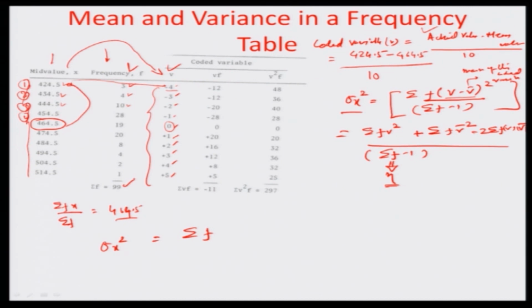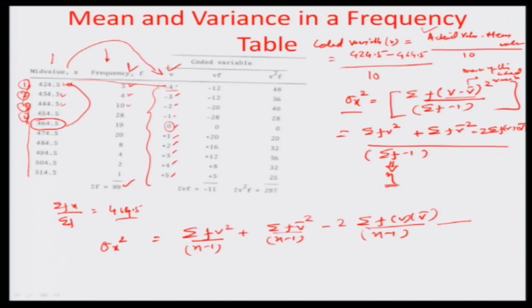So, you can represent this by sigma f v square by n minus 1 plus sigma f v dash square by again n minus 1 minus twice sigma f times of v dash divided by n minus 1. And further, I would just like to illustrate here that the sigma x again can be more simplified. I just convert whatever we have in this expression into a simpler form for us to be able to calculate it through this table or this variable approach.